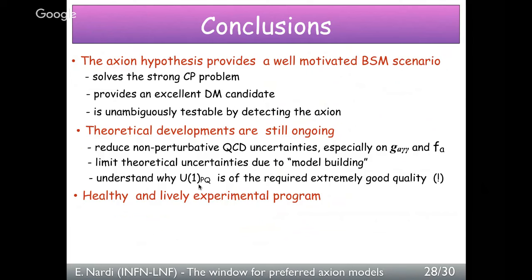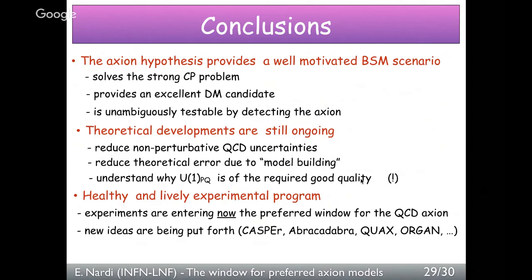I have to mention that we are concluding a paper with Lorenzo and Luca Di Luzio, where I think we have an interesting proposal on how to generate accidentally a Peccei-Quinn symmetry and how to protect the symmetry to basically any desired order. So that would be, I guess, a relevant contribution to fix this unpleasant point in axion physics, the origin of the Peccei-Quinn symmetry.